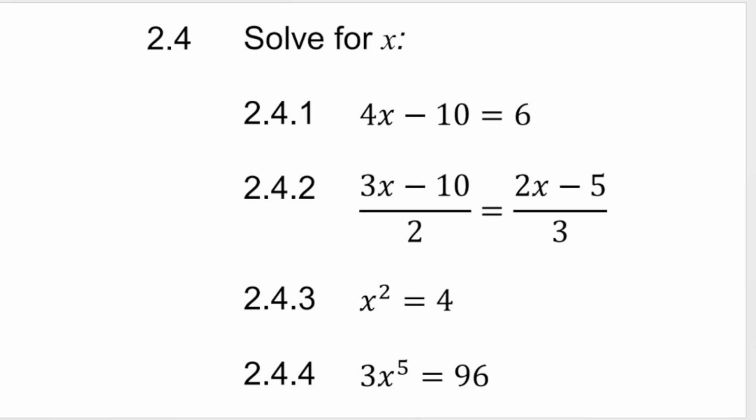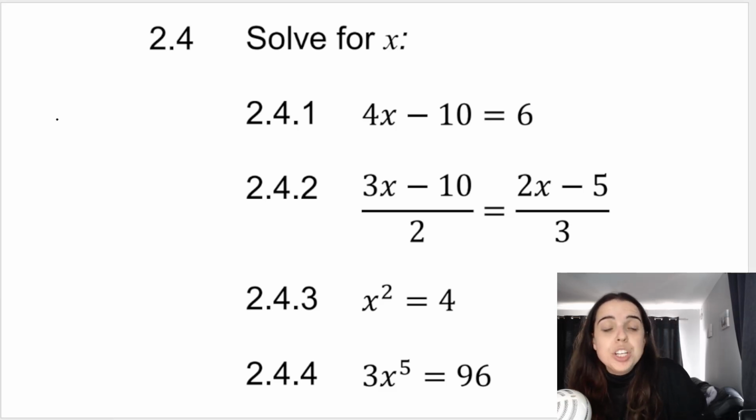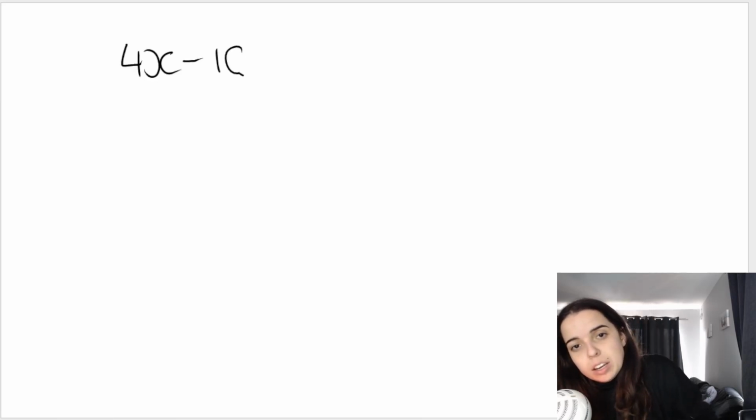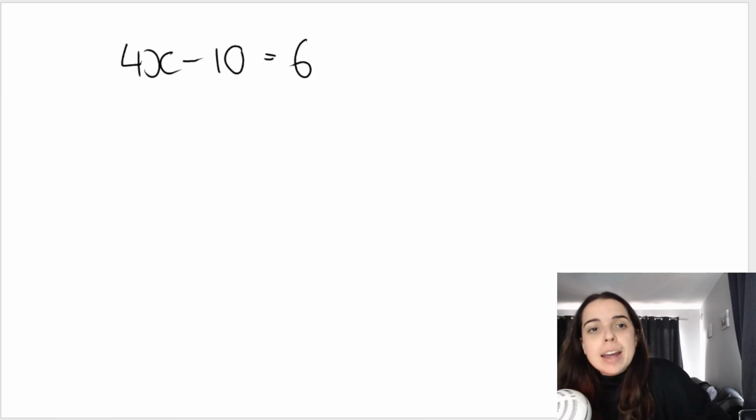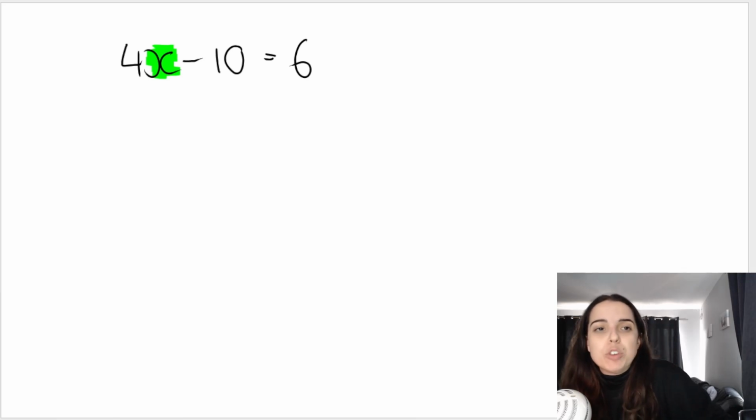Right, moving on to solving for x. Now remember, when we solve for x, we want to do inverse operations, so we want to get x by itself. Ultimately, we want an answer that says x is equal to, like that. We need to do inverse operations. So, for example, if we take a look at the first sum, 4x minus 10 equals 6. We want to get x by itself. We need to get rid of everything else that is with the x. We need to do inverse operations.